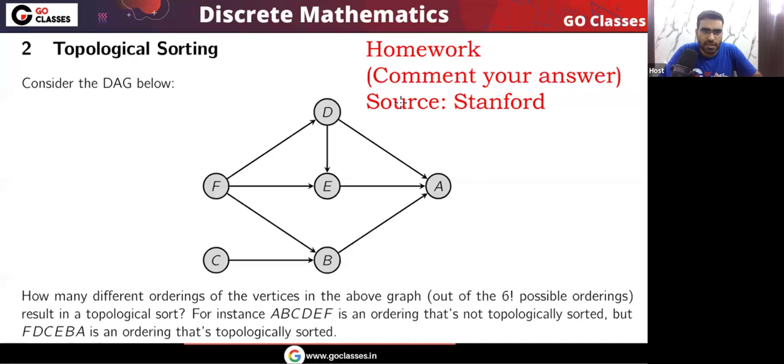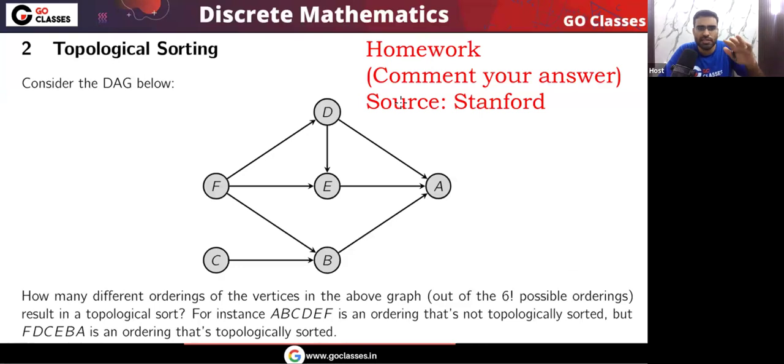So students are asking, is there any formula for it? Let me tell you, the answer is no. If a random directed acyclic graph is given to you and the question is asking how many topological orderings there are, there is no direct formula for it.